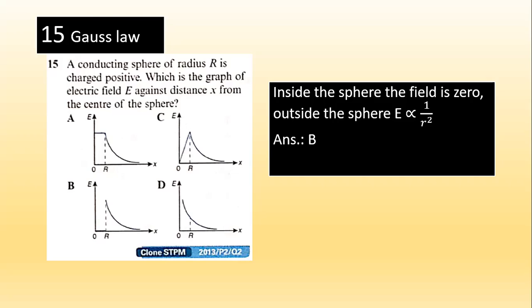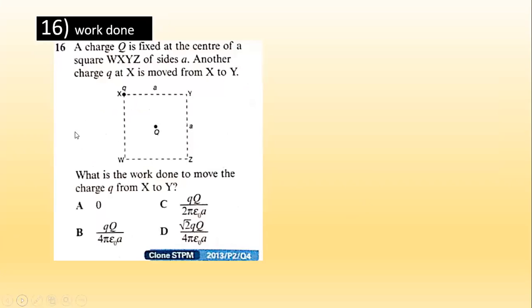Okay, next one, number 16. A charge Q is fixed at the center of a square WXYZ. The side is A. Another small charge q is at X and is moved from X to Y. What is the work done to move the charge q from X to Y?